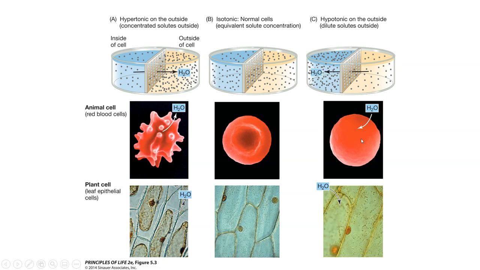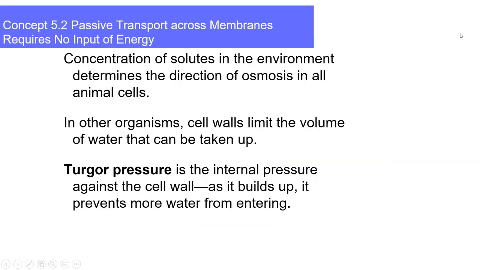Animal cells do not care for this. Plant cells, on the other hand, love this. Plant cell walls have adapted to basically allow for this to occur. And that's called turgor pressure. See, the concentration of solutes in the environment determines the direction of osmosis in animal cells. Now, in other organisms, cell walls will help limit the size of the cell. You can only go so far. The cell walls eventually push back.